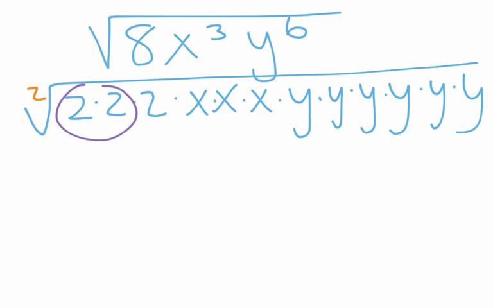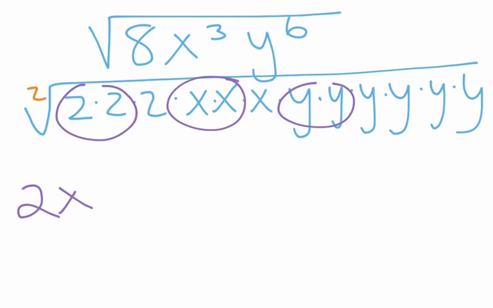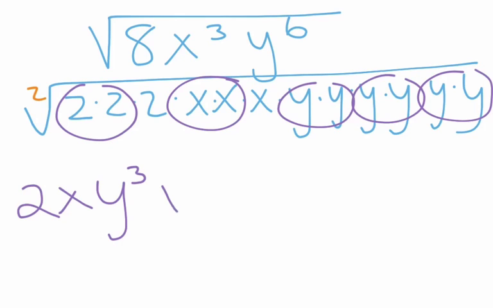So here's a group of 2. Here's a group of 2. And then we have 1, 2, 3 groups of 2. And then we have the square root of 2x. And again, you should have that problem in your notes from yesterday, so how to go through that for simplifying it.